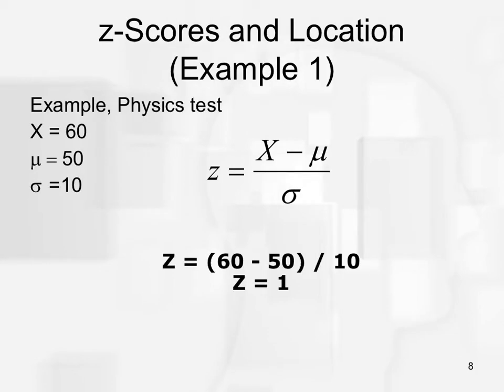All right, so let's go ahead and complete the first example that we have, which is the physics test. For the physics test, the first thing that you would do is put down the z, which is x minus mu over the standard deviation. Okay, so let's pause and give you a moment to do that.